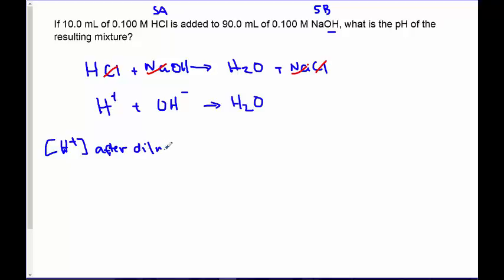And we're also going to look for the OH minus concentration after dilution. We'll do that one next. So let's go ahead and start by writing out the reaction equation here for the acid.